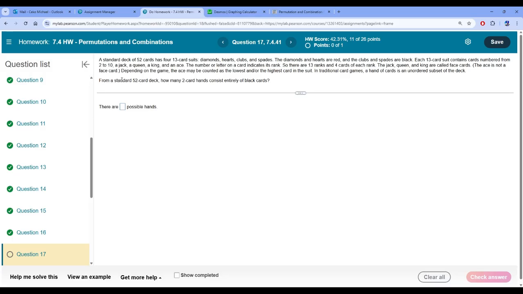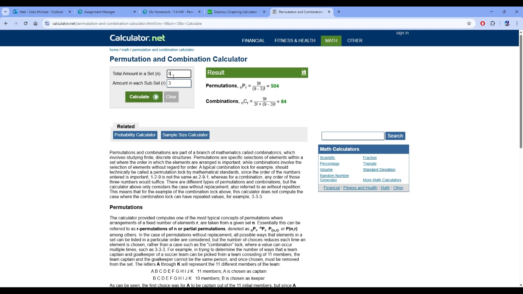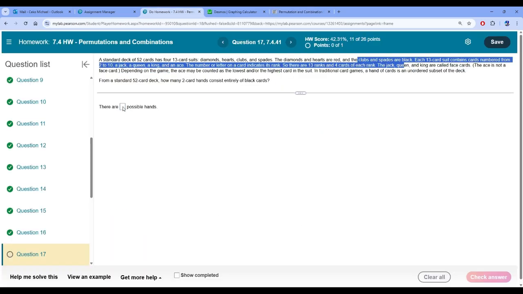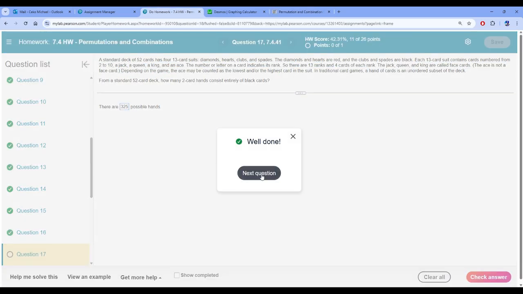Okay, so from a standard 52-card deck, how many 2-card hands consist entirely of black cards? So I have 52 cards. I'm sorry. There are 26 cards that are black, right? Because the clubs and spades are black. So I have 26. I'm picking 2. So that would be 26, pick 2. Calculate. Now this is a combination because once you have a hand, it doesn't matter if it's first, second, or third. So this would be 325. There are 325 different hands possible.